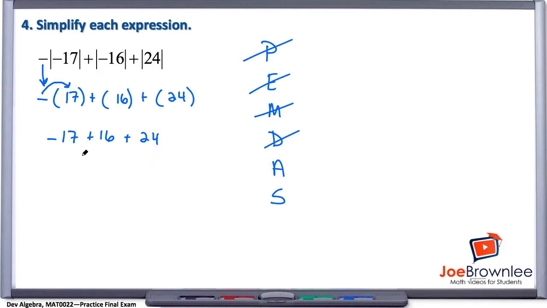All right, so negative 17 plus 16 is negative 1, and negative 1 plus 24 is positive 23. And so there we have it, number 4, positive 23.